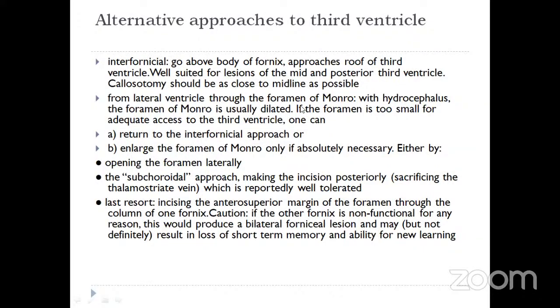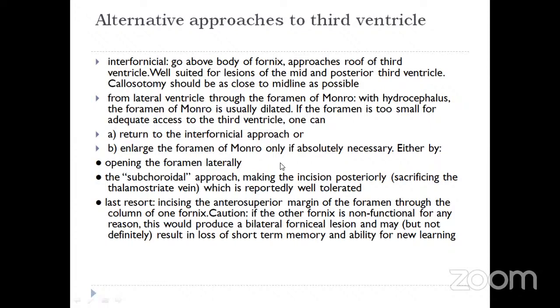Or we can also go from the lateral ventricle through the foramen of Monro. It is possible usually when hydrocephalus is present, as the foramen of Monro is usually dilated. So if the foramen is too small for adequate access to the third ventricle, we can either return to the interforniceal approach, or we enlarge the foramen of Monro only if absolutely necessary. Of course, it is not advisable to do this, because if you enlarge the foramen of Monro, we are going to damage the structures present on its walls. As Amna just told us, the foramen of Monro is bounded superiorly by the fornix, and damage causes memory impairment. We have choroid plexus there, we have important vessels there.